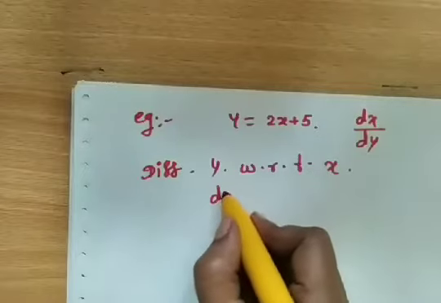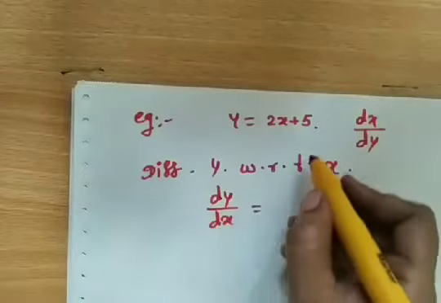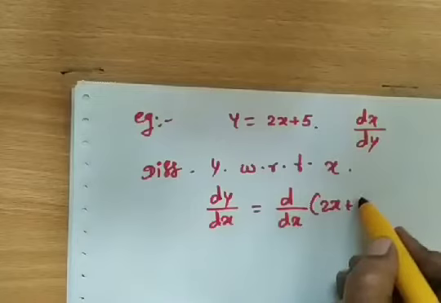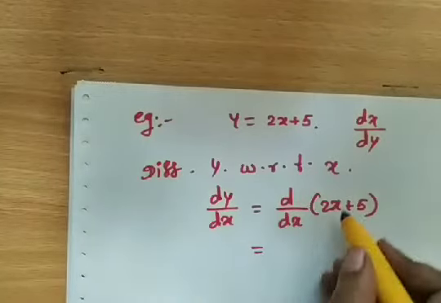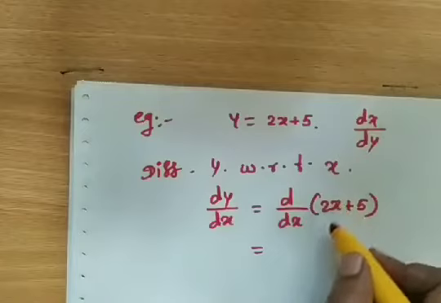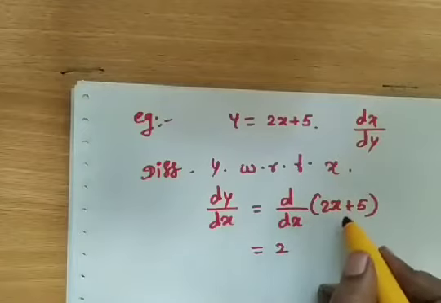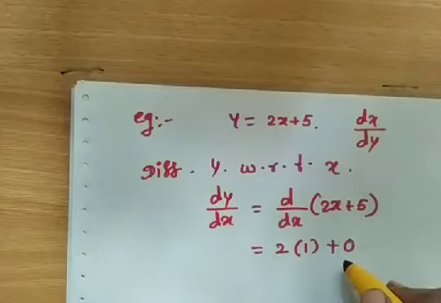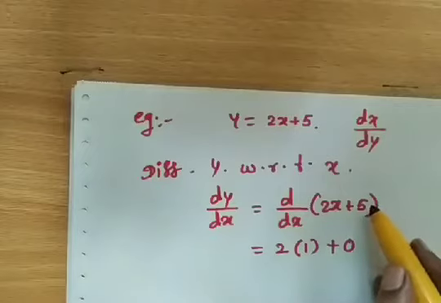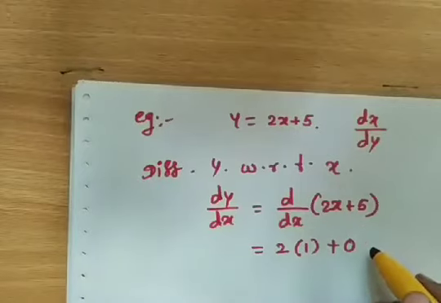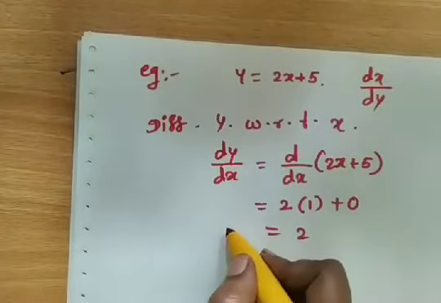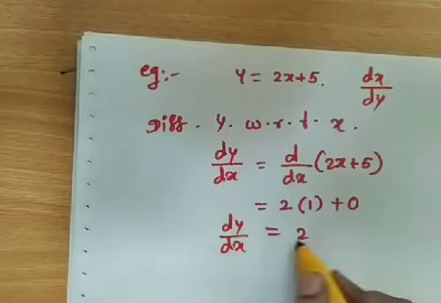Let us write dy by dx is equal to d by dx of 2x plus 5. Then we take the derivative of this function. In 2x, 2 is the coefficient of x, and the derivative of x is 1. Plus the derivative of 5, which is a constant, is 0. The derivative of a constant is 0, and the answer becomes 2. So dy by dx is equal to 2.